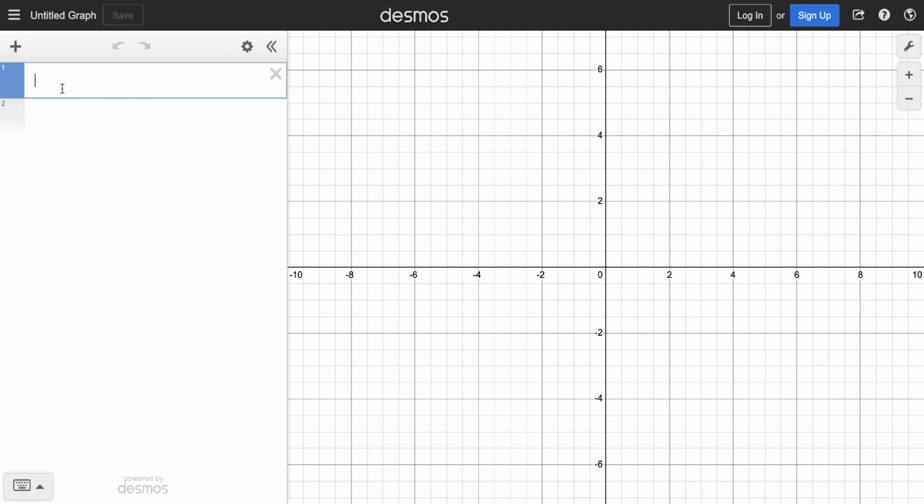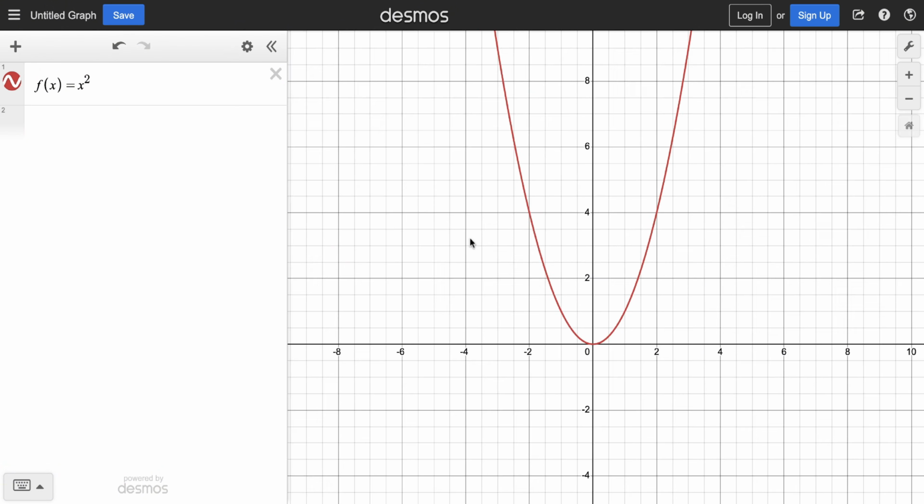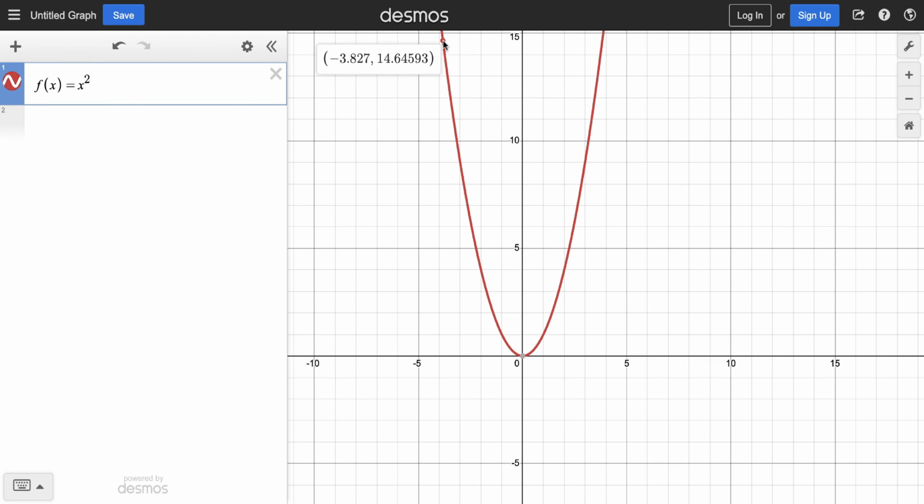Alright, let's talk about even and odd functions. Before we do this though, let's just talk about how to transform functions. If you have something like f of x is equal to x squared, this is our function. And let's say we wanted to move this function up by 1 unit. Well, how would we do this?